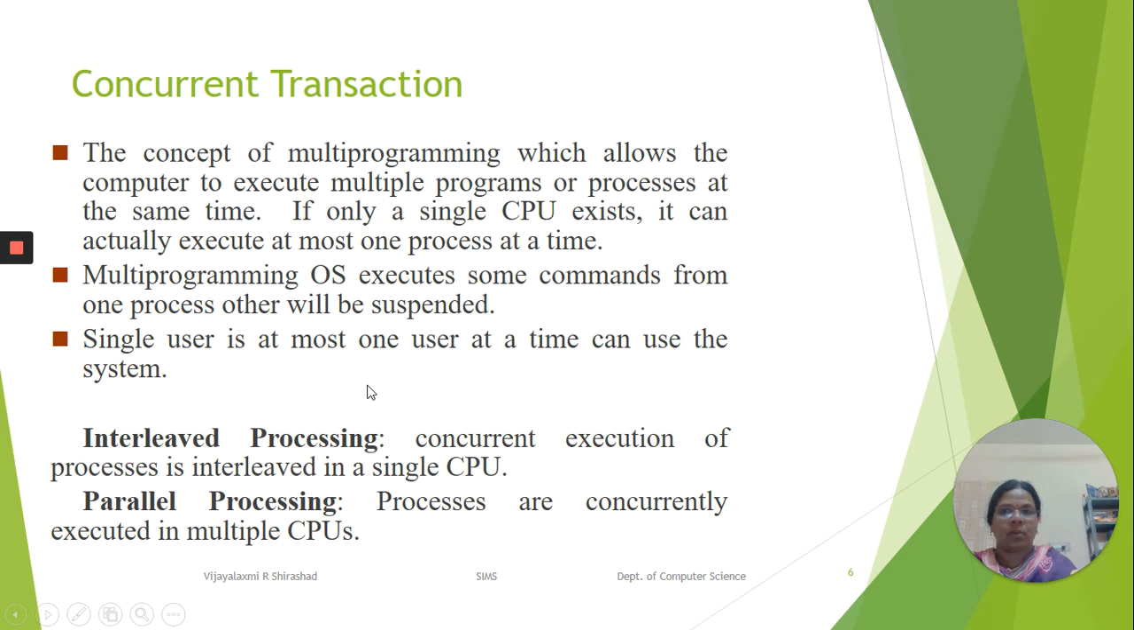There are two types of processing: interleaved processing and parallel processing. Concurrency of processes is interleaved in a single CPU. If it is a single-user operating system like DOS, multiple users cannot access the same data at a time. That is called interleaved processing. In a multi-user operating system like Windows or Linux, the same data can be accessed by a number of users. That is called multi-user; parallel processing happens because processes are concurrent and executed on multiple CPUs.